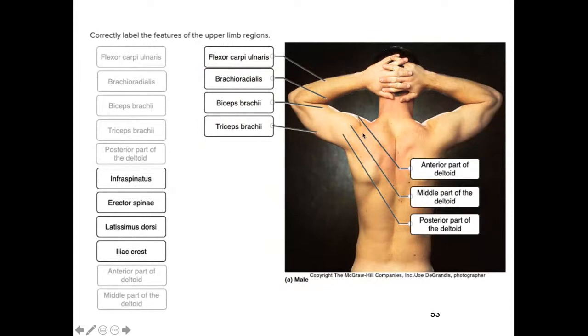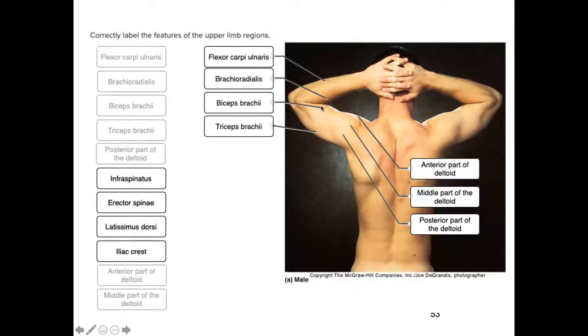When we look at the posterior portion, the ulnar side, I said the radial bone is on the thumb side, the ulnar bone is on the pinky side. So from this view, there's a little bit of a flexor carpi ulnaris. On this side, on the thumb side, there's a politician muscle. It's called the brachioradialis. Politician because I call it the hand shaking muscle.